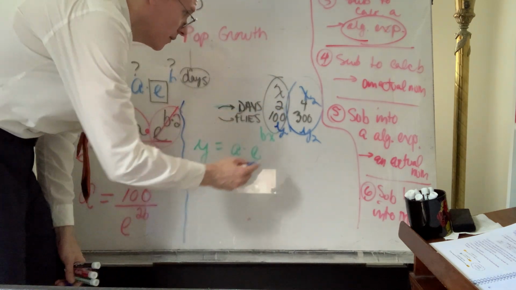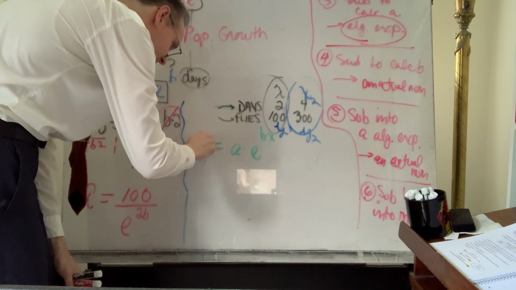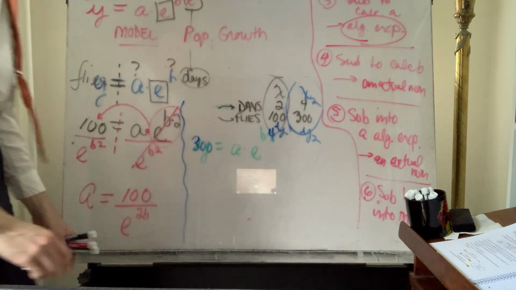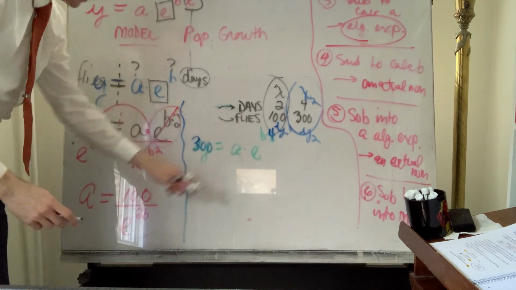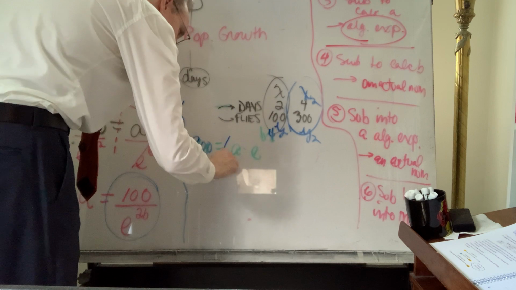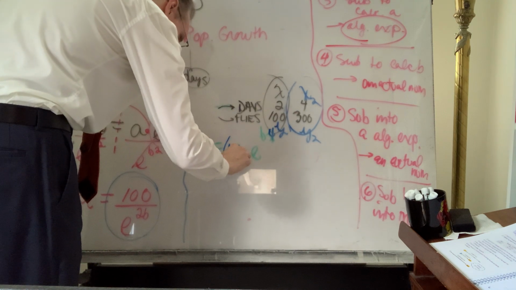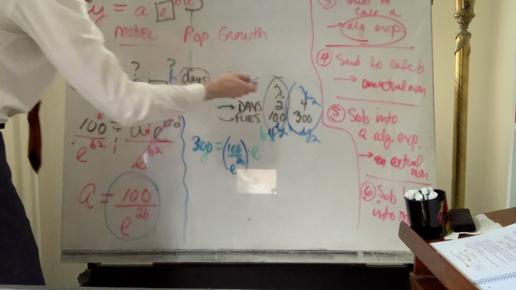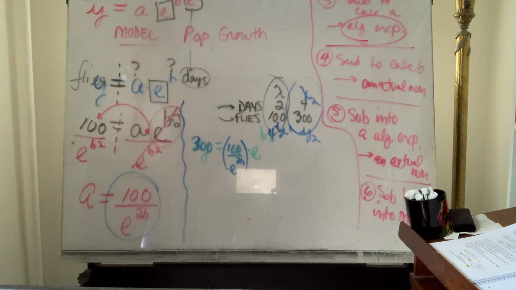So I'm going to put 300 here, and I'm going to put 4 here in place of x. And in place of A, I have this horrid-looking expression here. So I have 100 over e to the 2b times e to the b4.